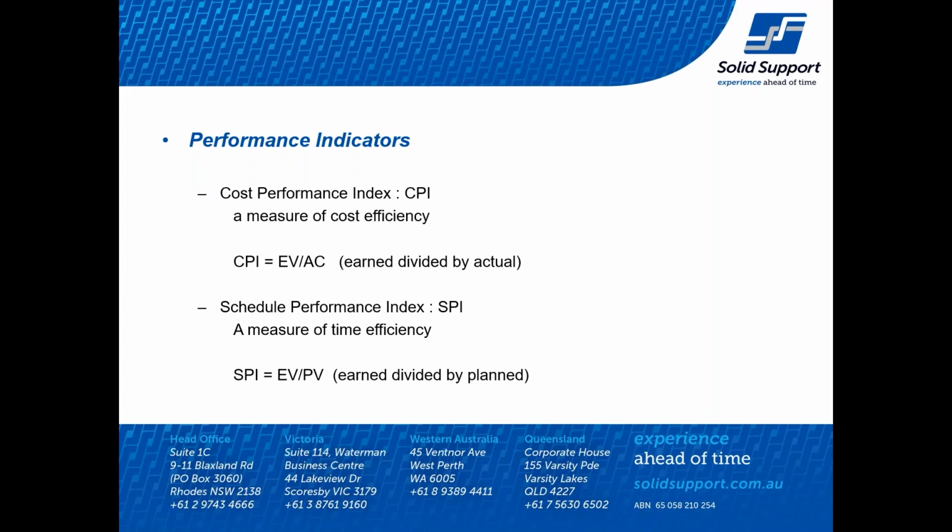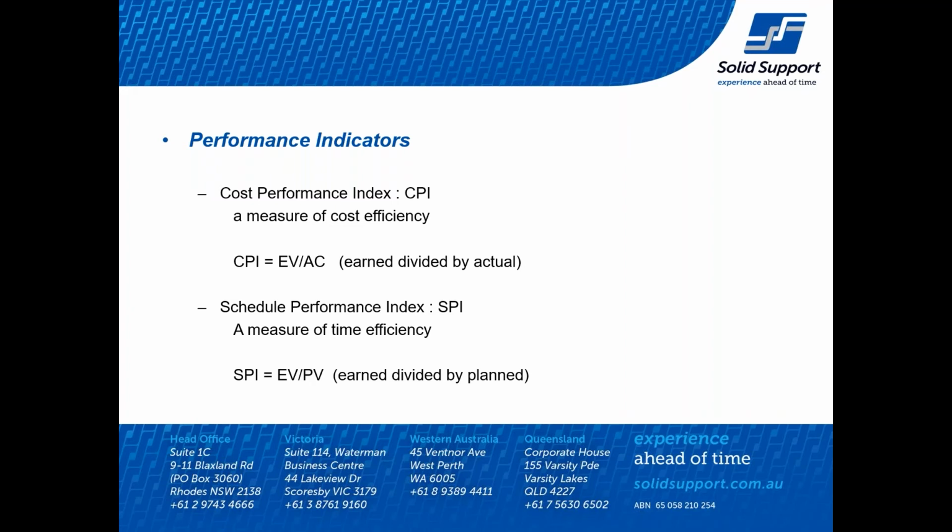So we have the cost performance index, which is the CPI in here, which is a measure of the cost efficiency, which is basically earned value divided by the actual cost. And the scheduled performance index is a measure of time efficiency, which is earned value divided by planned value. Now, for some of you, if you're not used to seeing any of that, that means lots of formulas I've just thrown at you at this point.